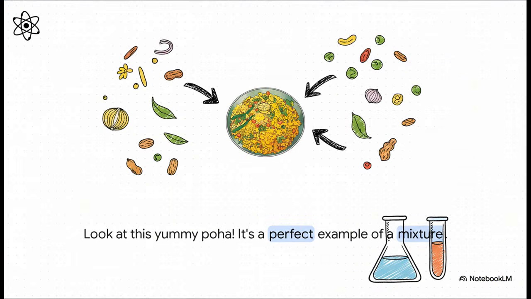Just look at this delicious plate of poha. You can see the peanuts, right? And the onions, the little pieces of green chili, the coriander on top, everything is just mixed together. But think about it, the peanut still tastes like a peanut, and the onion still has its own taste. They are all just kind of chilling together in the same bowl. And that, my dear students, is exactly what a mixture is.